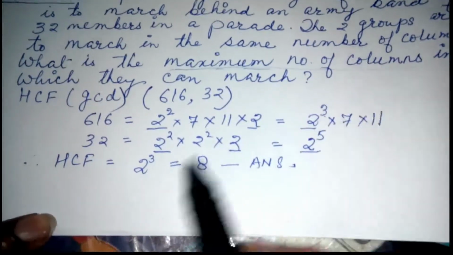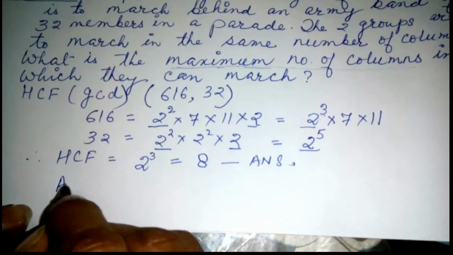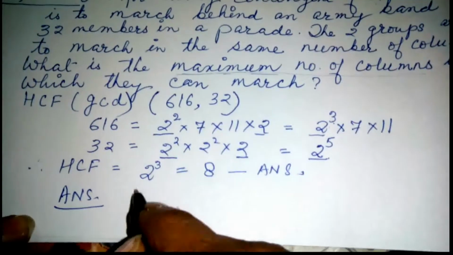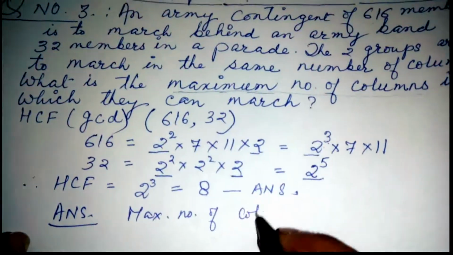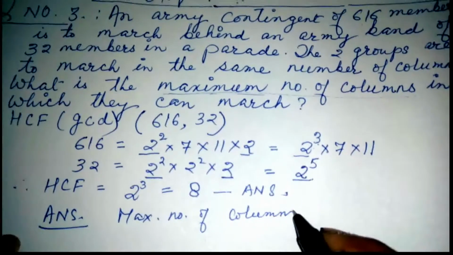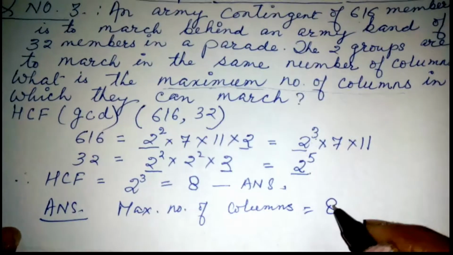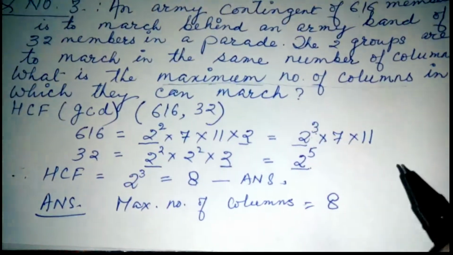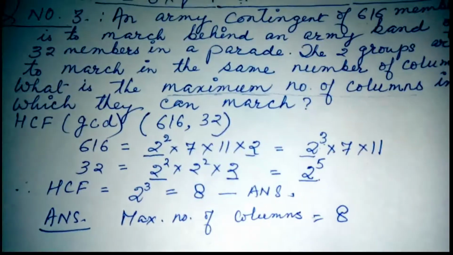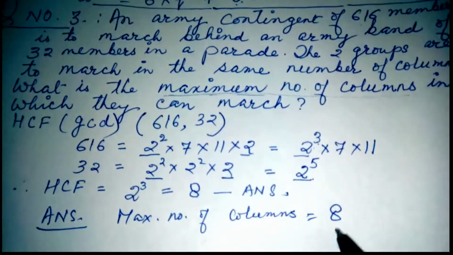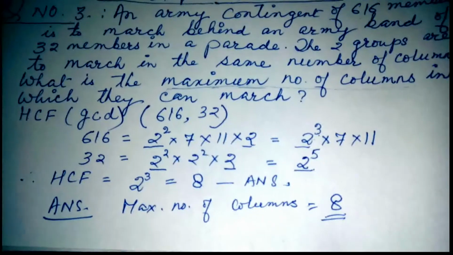So what is the maximum number of columns? Your answer is, the maximum number of columns will be 8. 8 columns can be made. That means 8 divides 616 and 32 completely. So this should be the answer: 8 columns.